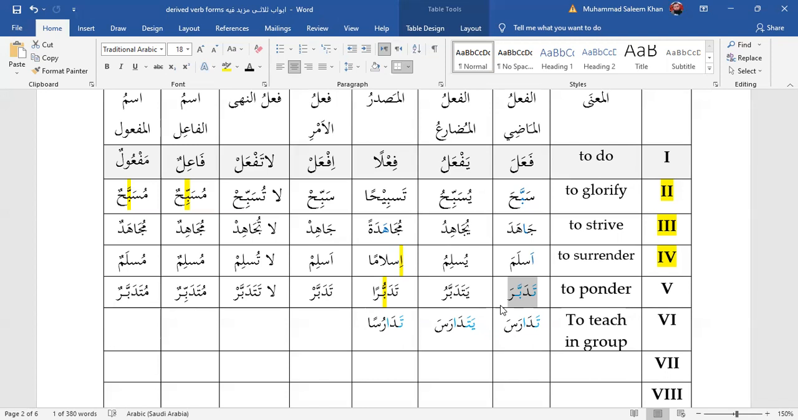For example, baddala yubaddilu tabdilan, bashshara yubashshiru tabshiran, harrama yuharrimu tahriman, dhakkara yudhakkiru tadhkiran, sakhkhara yusakhkhiru taskhiran, tahhara yutahhiru tathiran, adhdhaba yu'adhdhibu ta'dhiban, allama yu'allimu ta'liman. So these are just very few examples. We also have qaddama yuqaddimu taqdiman, and similarly kallama yukallimu takliman, nazzala yunazzilu tanzilan. So there are, mashallah, many examples of this.